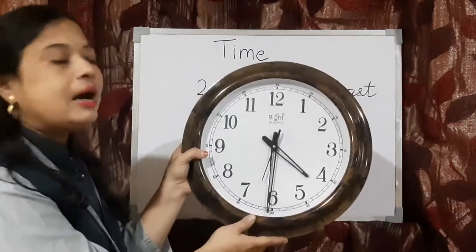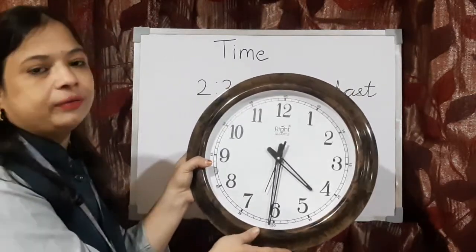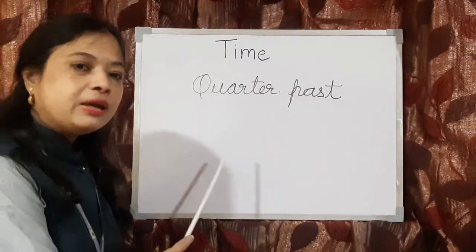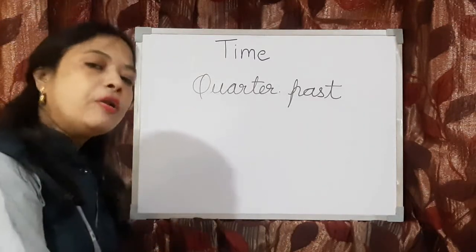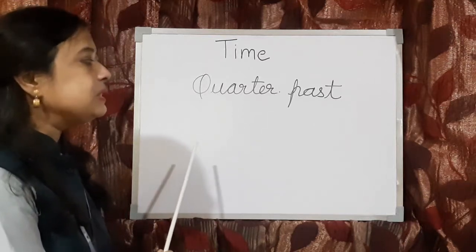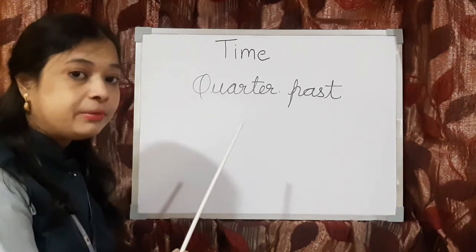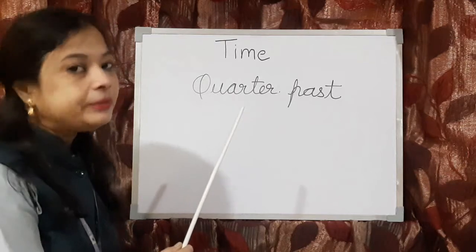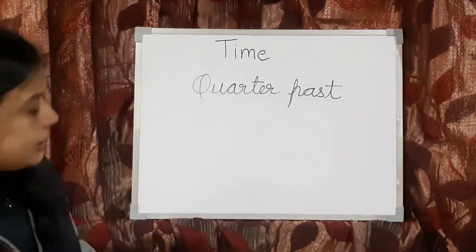Okay. Now, another time I will show you. Come on. See children, now we are going to learn quarter past. Do you all remember what quarter past is? We had already learned that. Quarter past means the big hand comes to which number? It comes to the 3 number. Okay, I will show you on the clock.